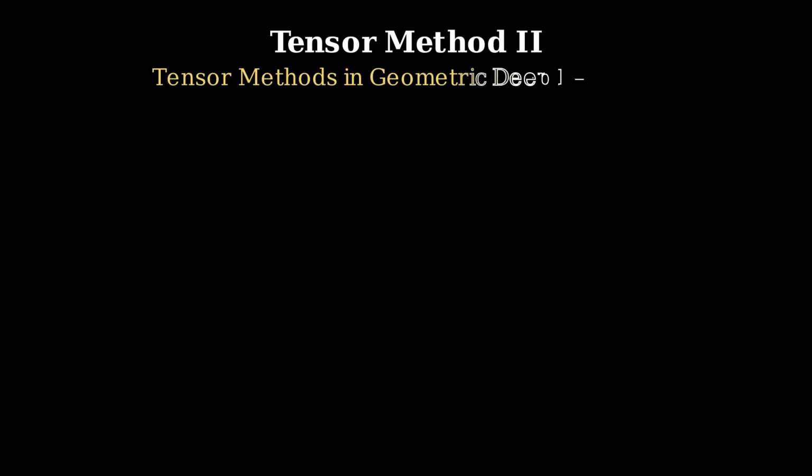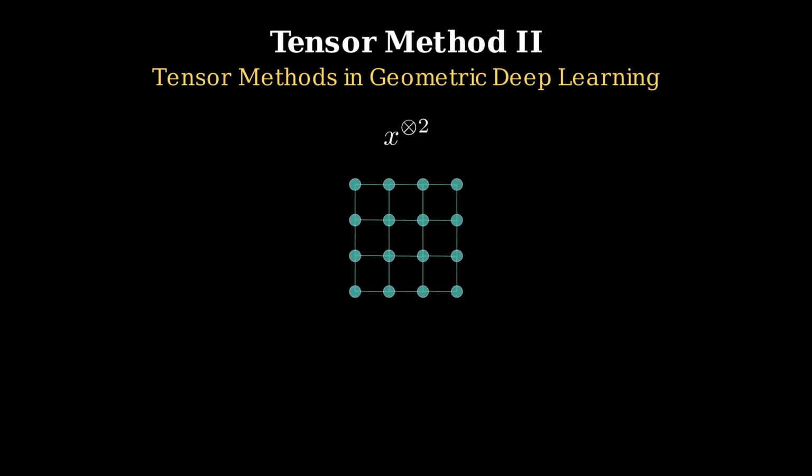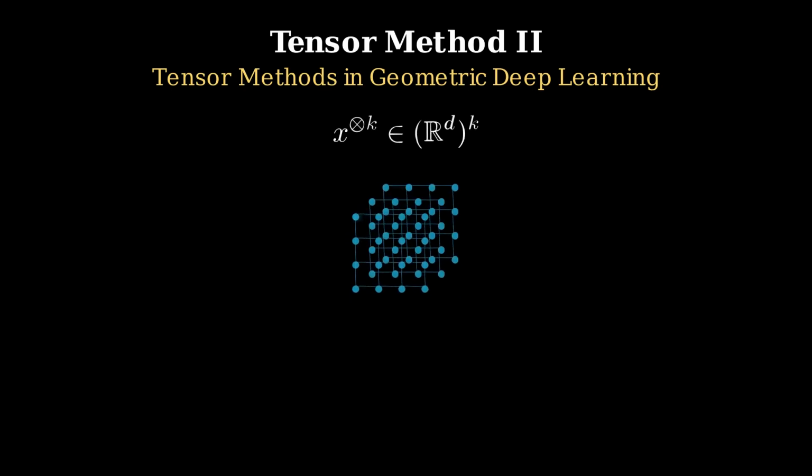Next, tensor methods part 2. Let's briefly recap how tensors expand our feature space. We start with a standard 1D feature vector X. Taking the tensor product squares the space into a 2D matrix, capturing pairwise interactions. Repeating this process k times creates a massive, high-dimensional tensor cube.